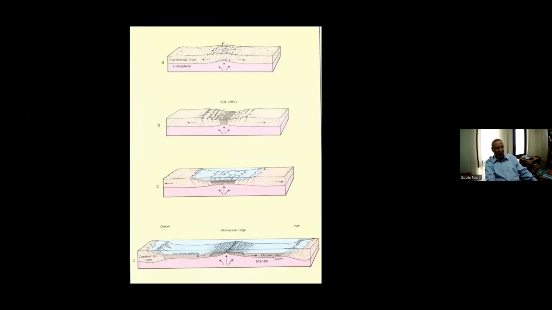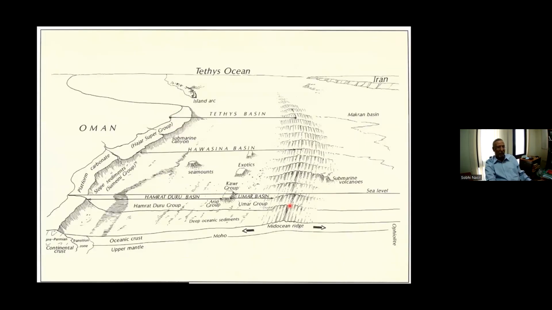formed. So if we go to a Wilson cycle, where we start with doming and then rifting, formation of proto-ocean, and then the Tethys ocean. So this is the situation actually before obduction. That was the mid-ocean ridge here. And here we have the Hawasna basin, where all deep sea and deep sea radiolarian sheets start to be formed.